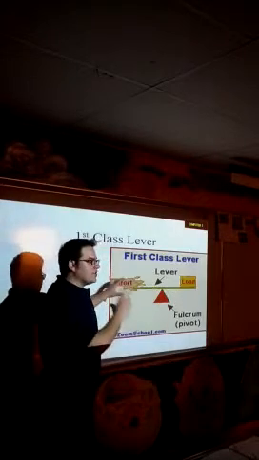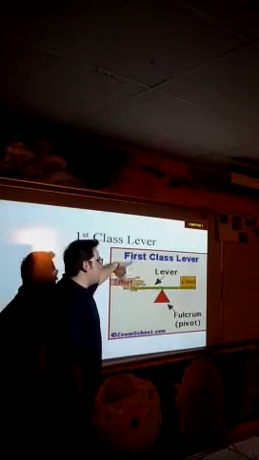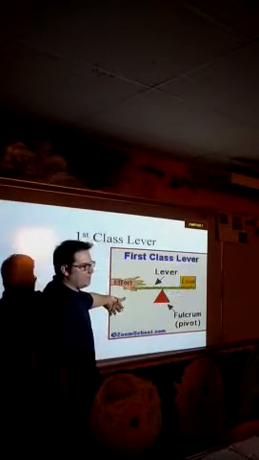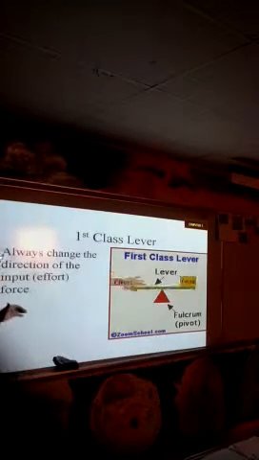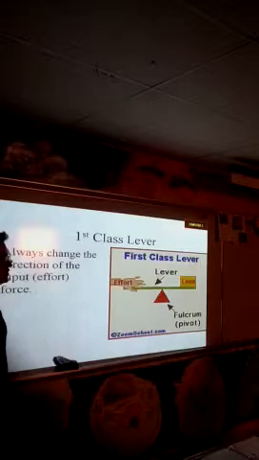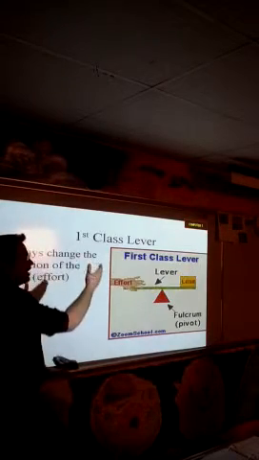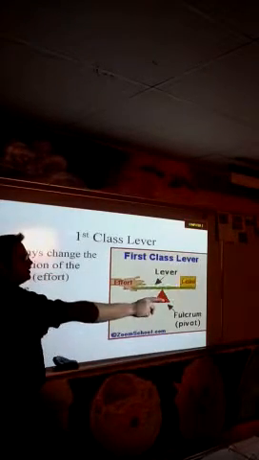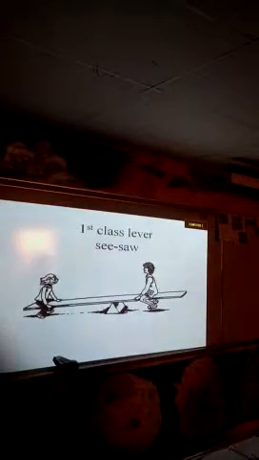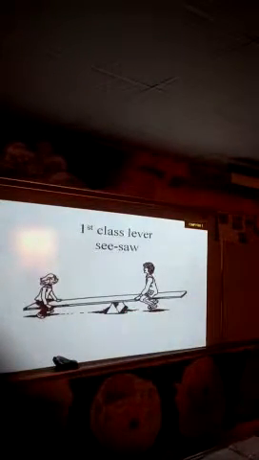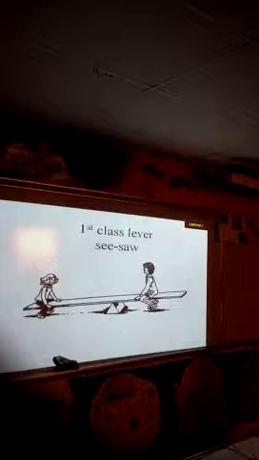But let's look at this. The work input. If I push down, what happens to the work output? It goes up. So it always changes the direction. If I push down, it goes up, and vice versa. A seesaw is a first class lever. We have the fulcrum in the middle, input and output on either side.